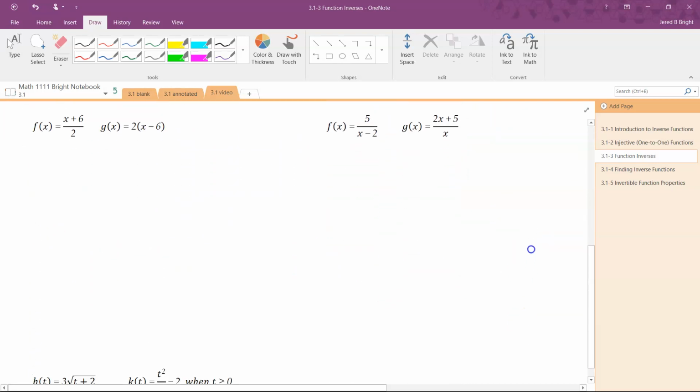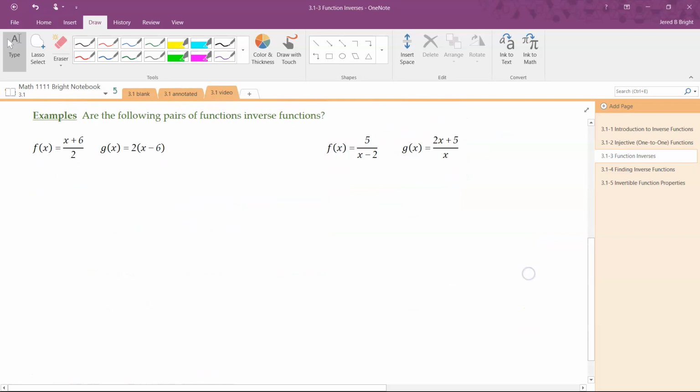So we have 3 examples. I'm going to do the first 2, you're going to do the last one. Are these functions inverses? I'm labeling them as f and g. So let's check. I need to do the composition. I'm going to do f of g of x. Again, what this means is into f I insert the g function.